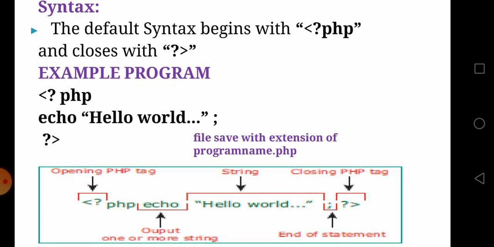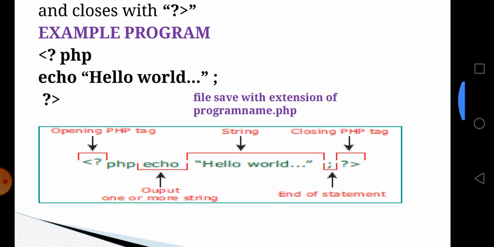After completing the program, you have to save it with the extension .php. It's an important 1 mark question. A file is saved with the extension .php. For example, if the program name is helloworld, you have to save it as helloworld.php.